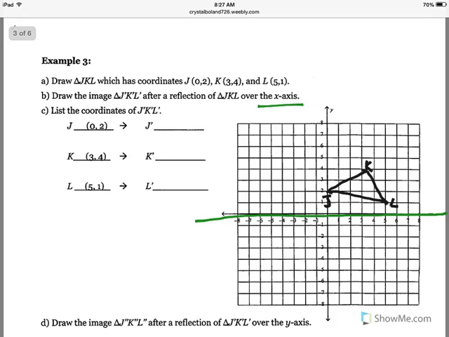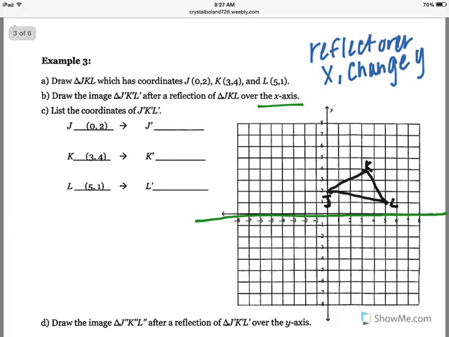When we reflect over the x-axis, as you can remember from the rules that we just wrote, if you reflect over x, you're going to change the y values as a general rule. We could do this by counting the number of spaces away from the x-axis. For instance, for J prime, J is 2 away from the x-axis, so it would be 2 away from the x-axis on the other side. That's how you would do it using the counting method. Or we can just recall that the rule for reflecting over x is just changing the y.